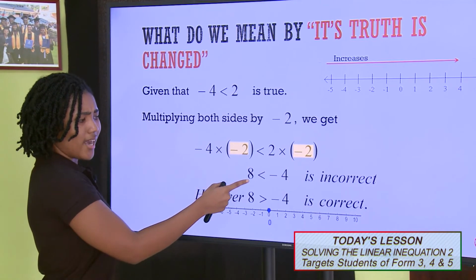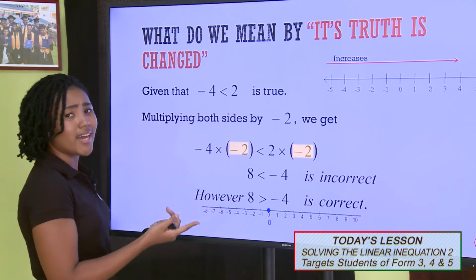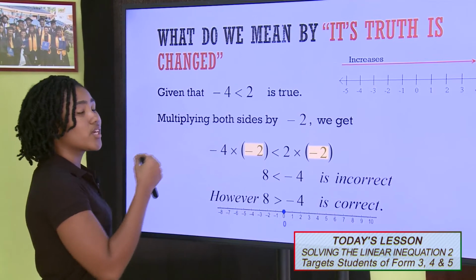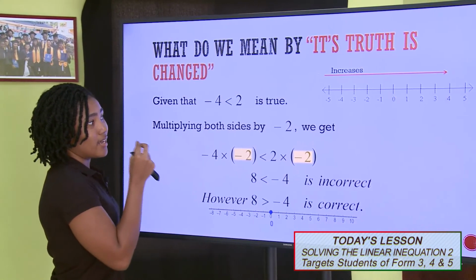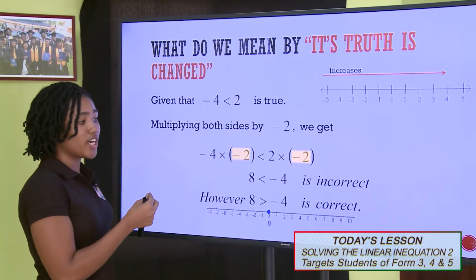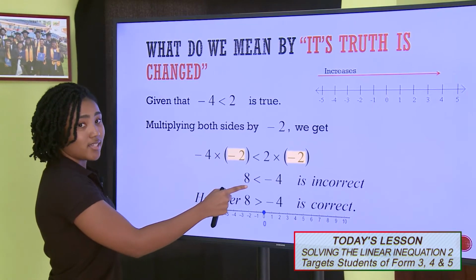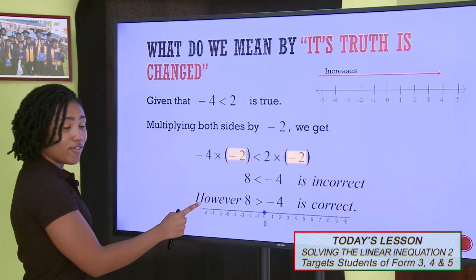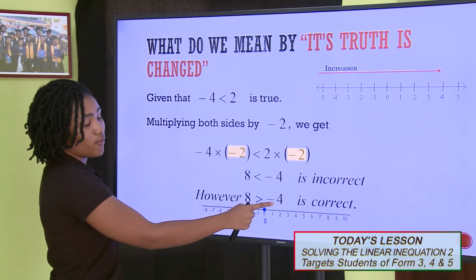But is 8 less than negative 4? No, that is incorrect. So that's what we mean by its truth is changed. When we multiply an inequality by a negative number, its truth is changed. And we see that here because there is no way that 8 is less than negative 4. However, 8 is greater than negative 4.